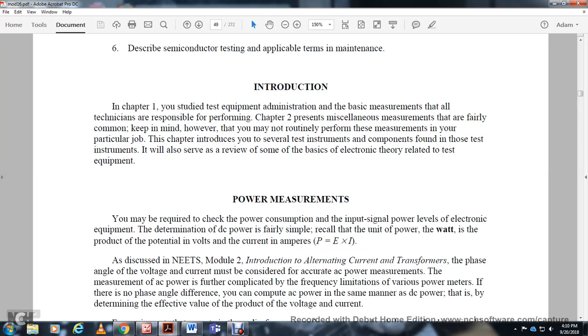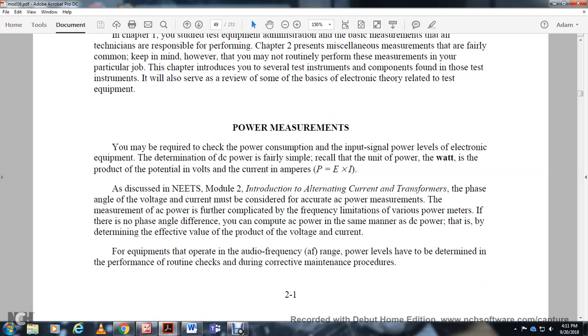The measurement of AC power is further complicated by the frequent limitation of the various power meters. If there is no phase angle difference, you can compute the AC power the same way as DC power, that is, determine the effective value of the product of the voltage and current. For equipment that is operating in the audio frequency range, or AF range, the power level is determined in the routine checks performed during corrective maintenance procedures.